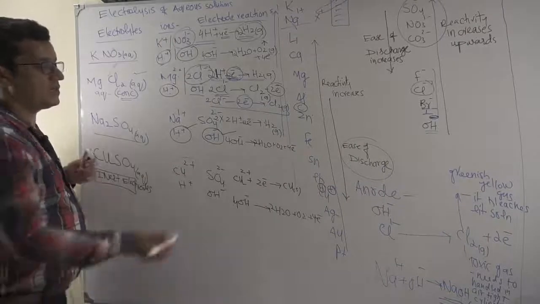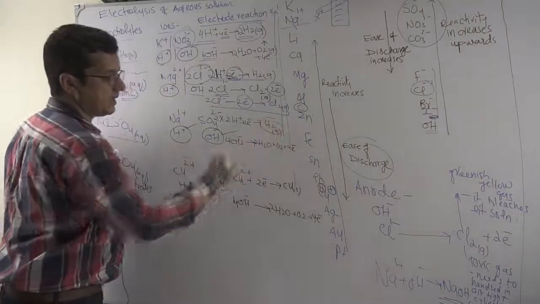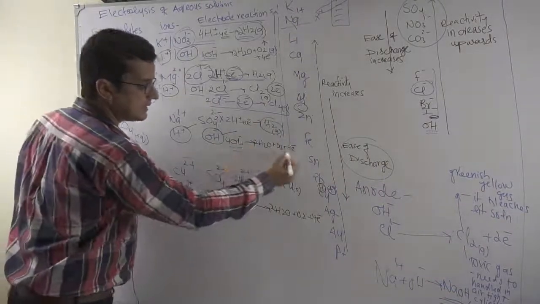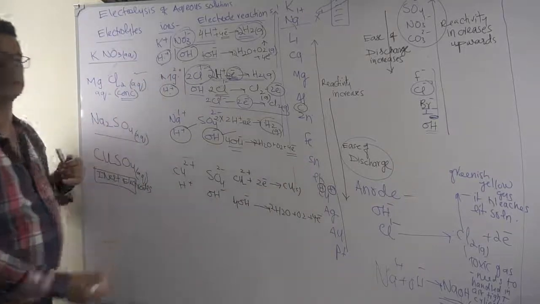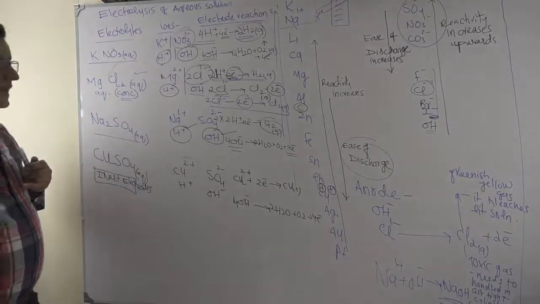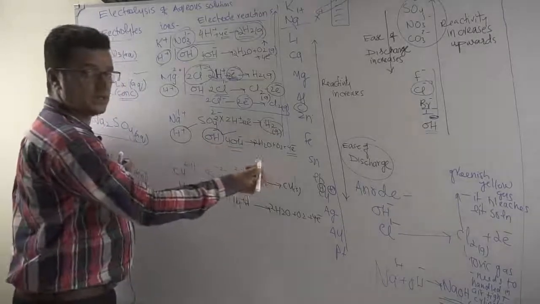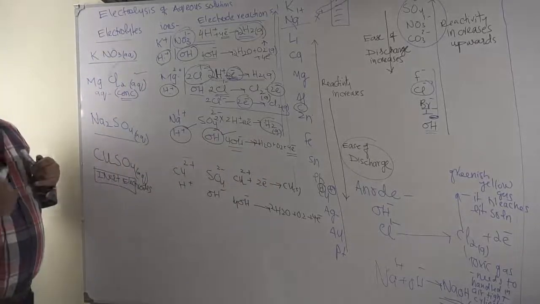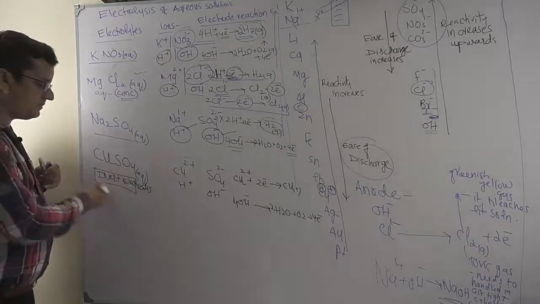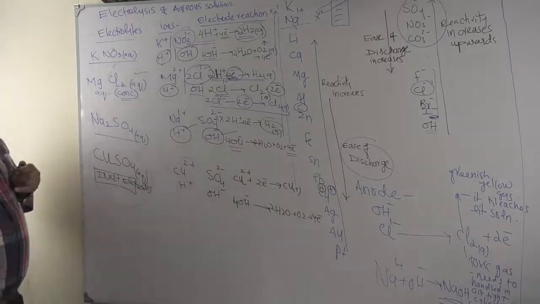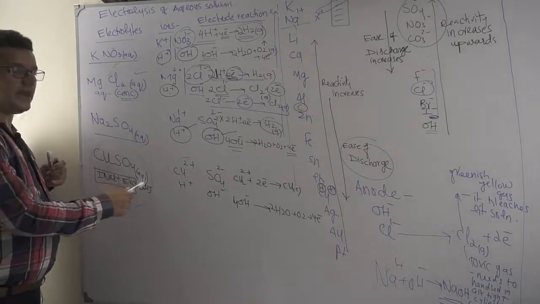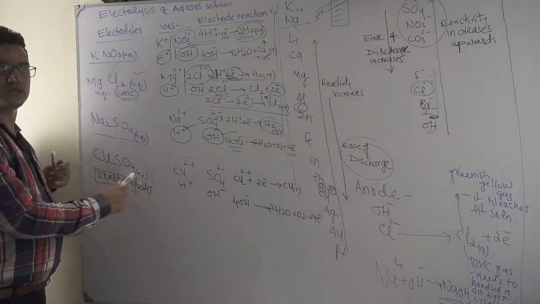Straight away hydrogen is accepting electron, turning to hydrogen gas. Hydroxyl ions are releasing electron at the anode. So this kind of electrolysis, since the products are only hydrogen and oxygen, can be called electrolysis of water. And we have this special example, copper sulfate. Copper sulfate aqueous.